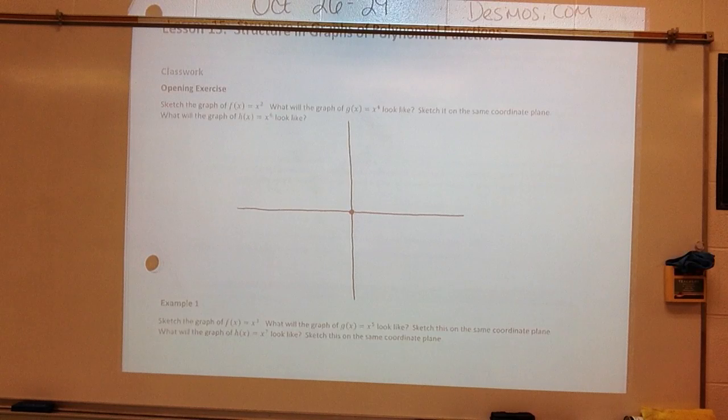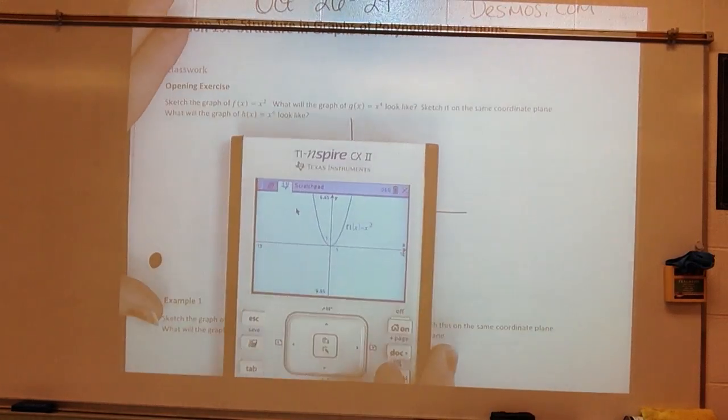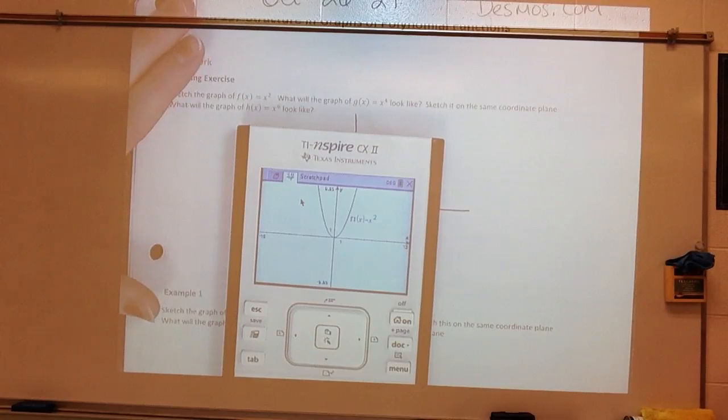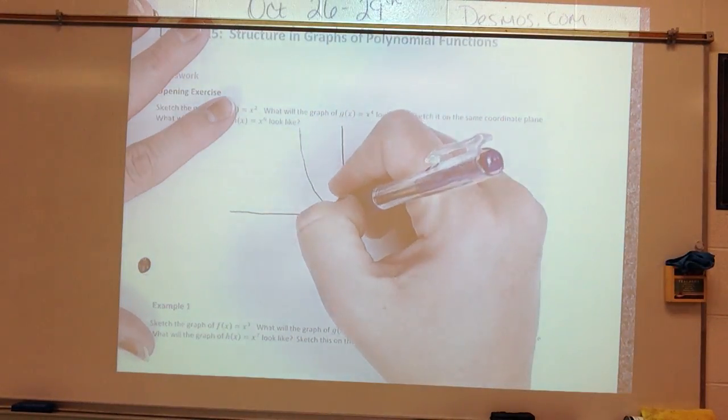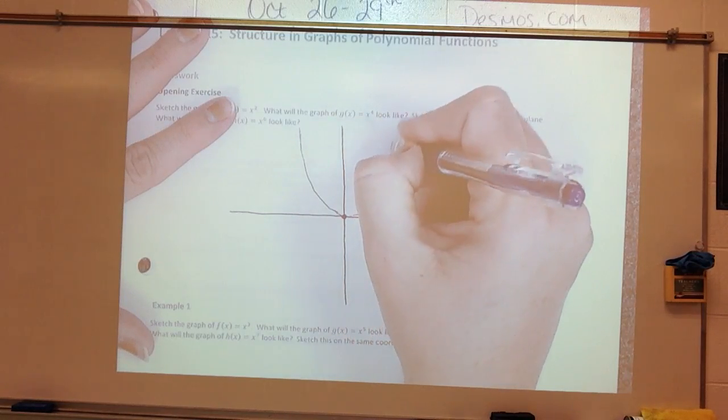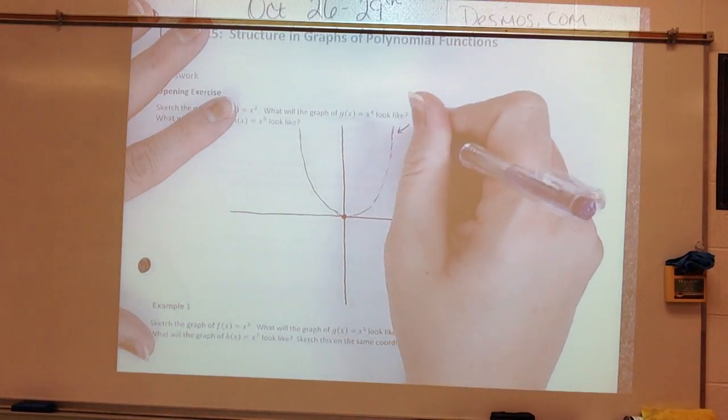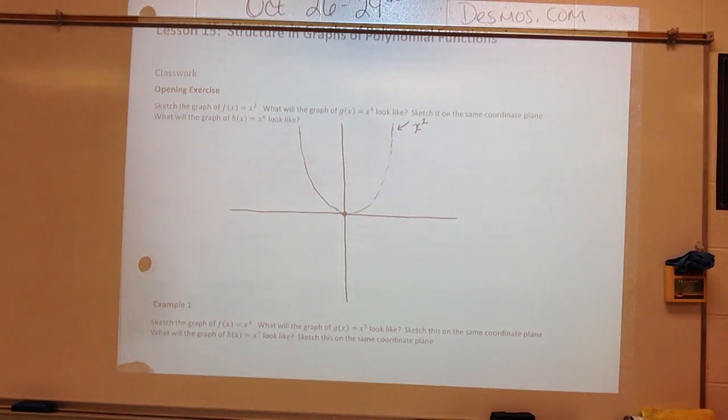To save us just a little bit of time, I want to show you what x squared looks like. This is what the graph of x squared would look like, so sketch that on your paper. It's not going to be perfect because I'm not taking the time to do all the scales and everything. We're mainly looking at what we know about this.